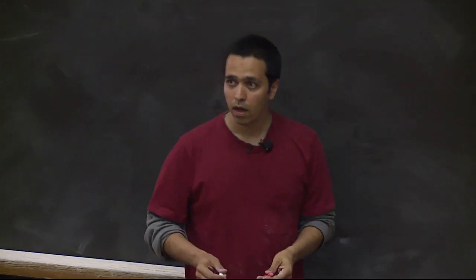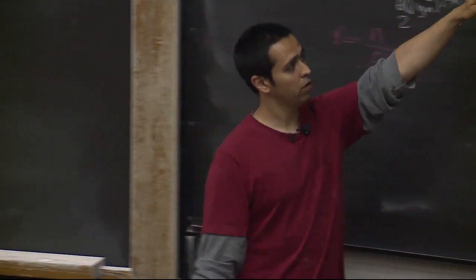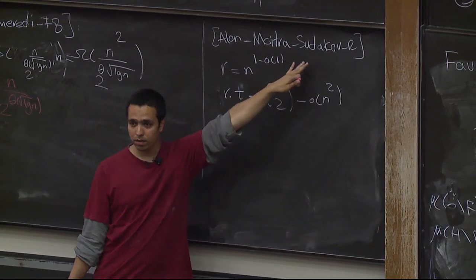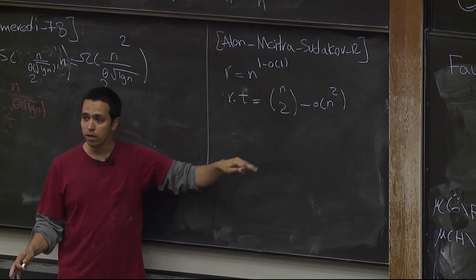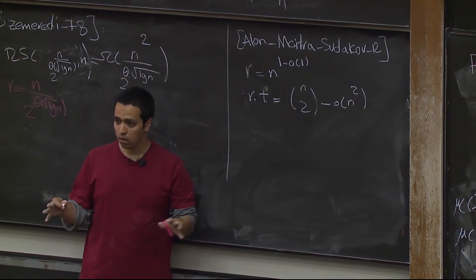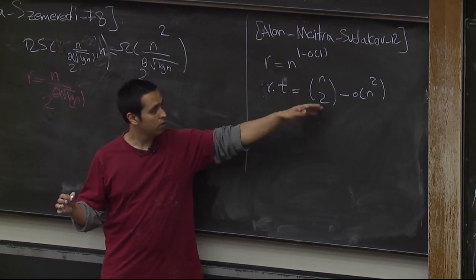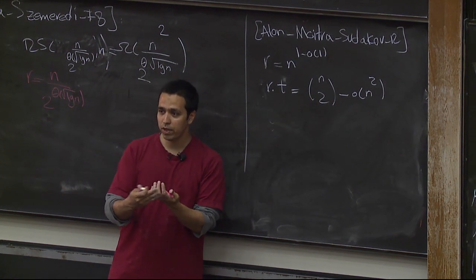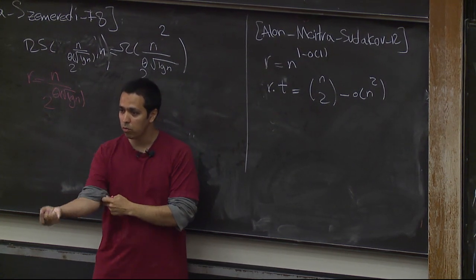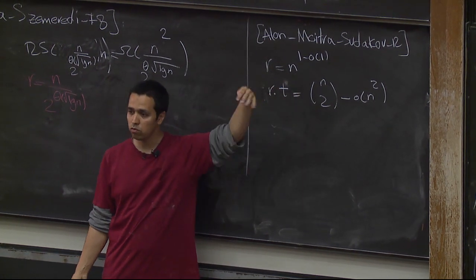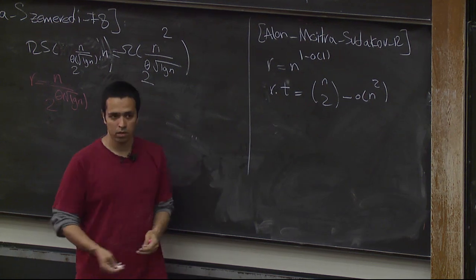Okay, and yes, there is this construction later on by Alon, Moitra and Sudakov that says not only very dense, this is extremely dense. You are further away from a clique by some small o(1) factor. But the size of matching has to be slightly smaller. Okay, so good.